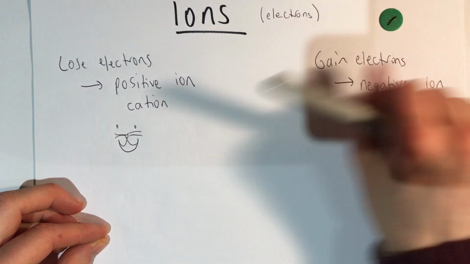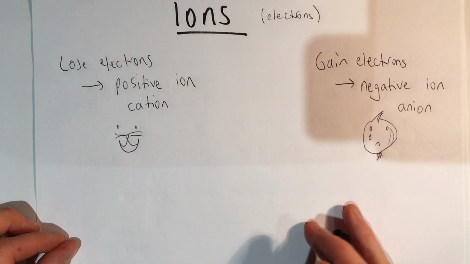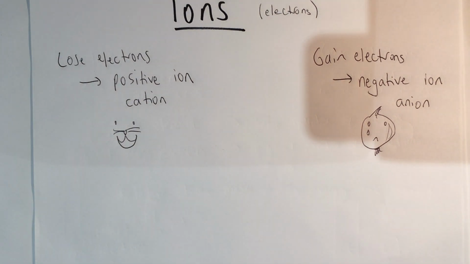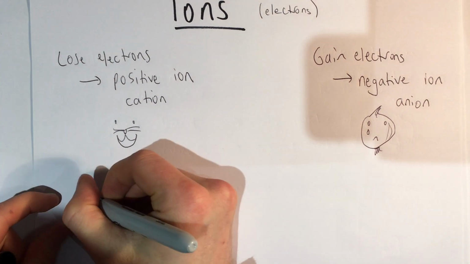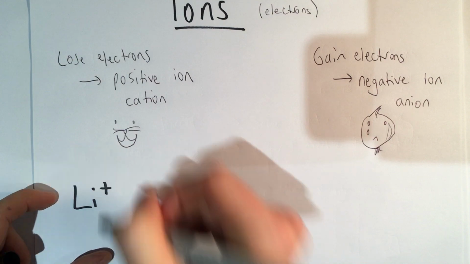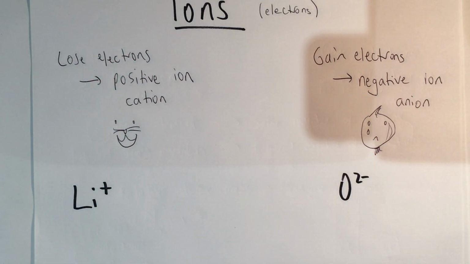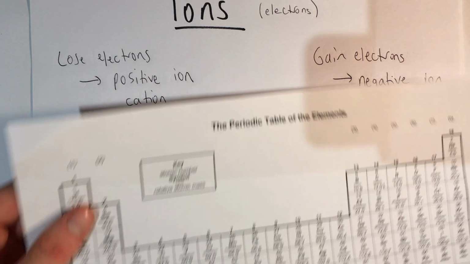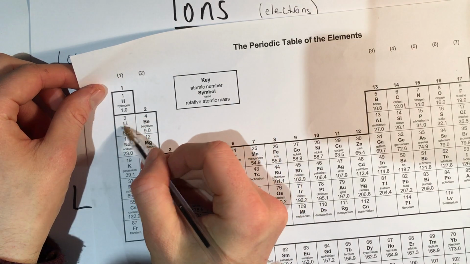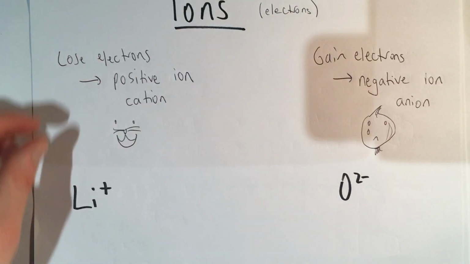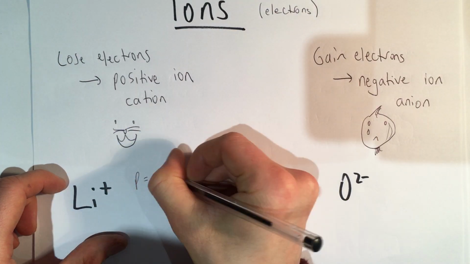We can work out the number of protons and electrons in ions. So here's an example. If we are given 2 ions, if we are given Li+, and if we are given O2-, for example. If we look at Li+, first of all, it's lithium. So to find the number of protons, we just look at lithium on the periodic table, and it's 3. So this has got 3 protons.